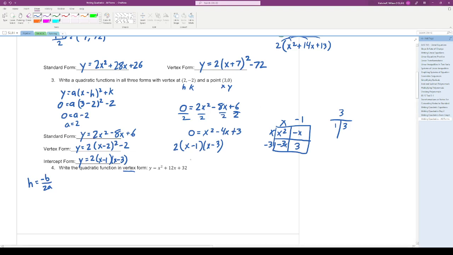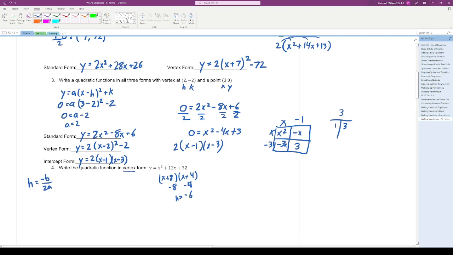Let's see, can we even factor this? If we're trying to make 32 by multiplication and 12 by addition, that would be 8 and 4. So just looking at it, if we had our factored form, x plus 8, x plus 4, then our zeros are -8 and -4, meaning our h value is the average of -8 and -4, which is -6. So I just did that so we can see if this little shortcut is going to give us the same result.